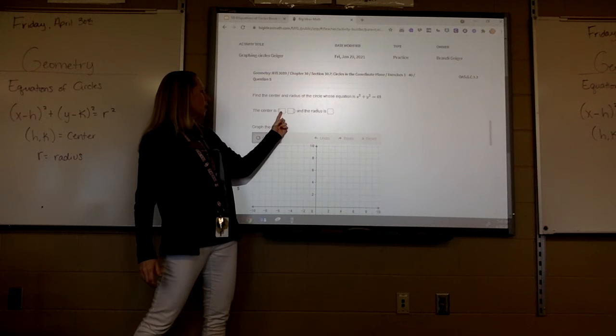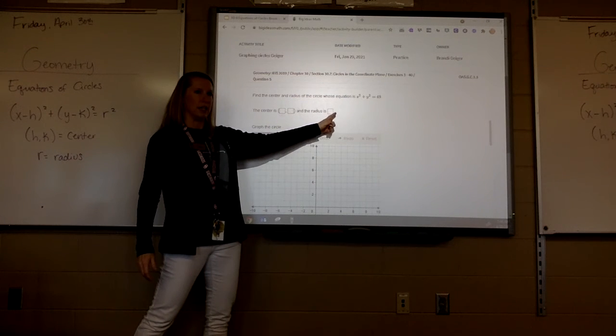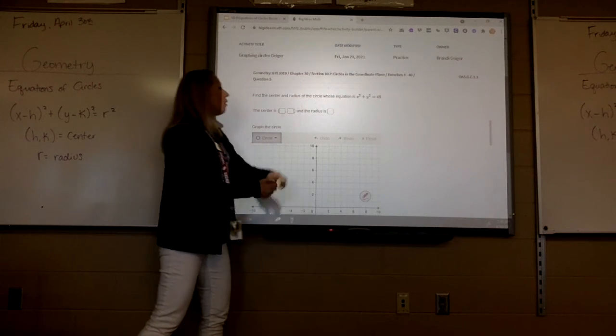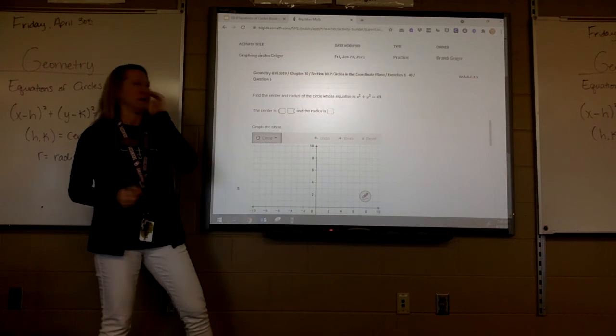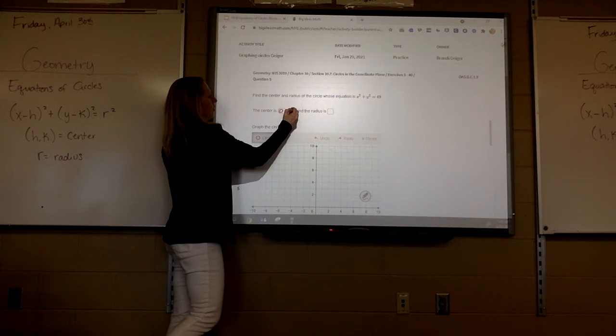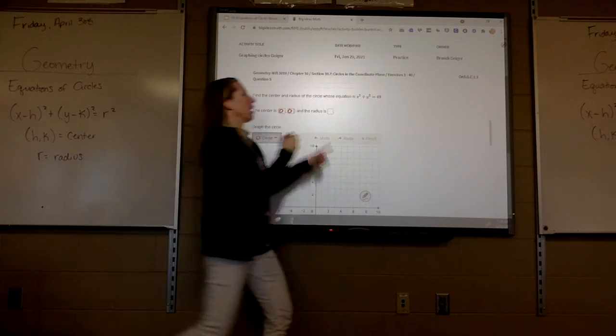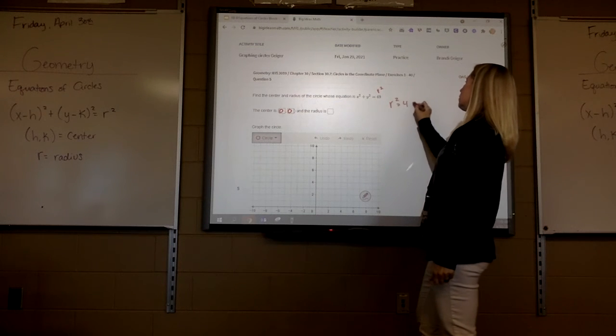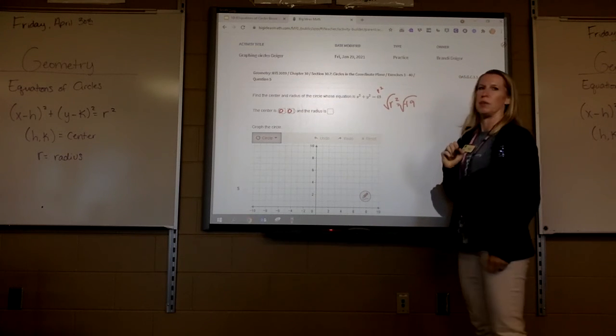You have to figure out the center and the radius and then graph it. So let me show you how this graphing works. What would my center be on number 5? 0, 0. And my radius, remember it equals r squared. So r squared is 49. What would the radius be?